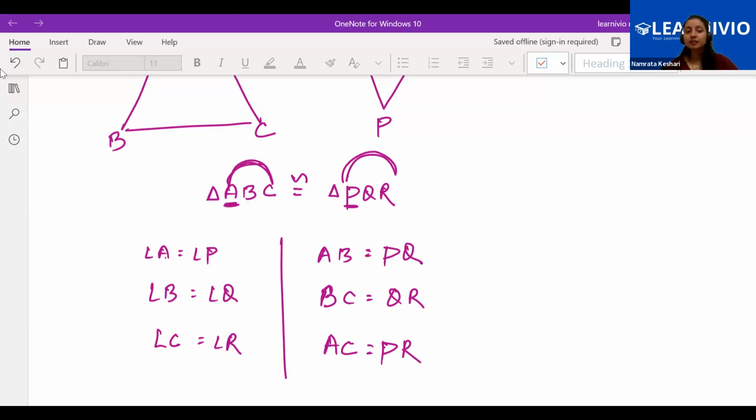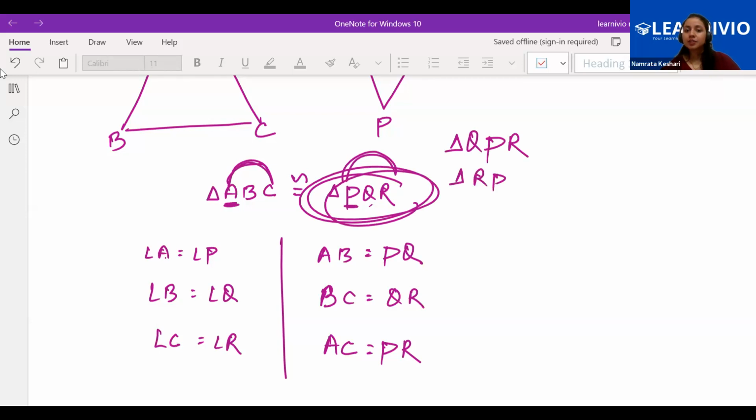And if we are writing the name, what does that mean? Name of the triangle. We cannot write this PQR if this is the corresponding sides and corresponding angle sequence, then we cannot give it the name triangle QPR, or maybe triangle RPQ. We cannot call it a random name.